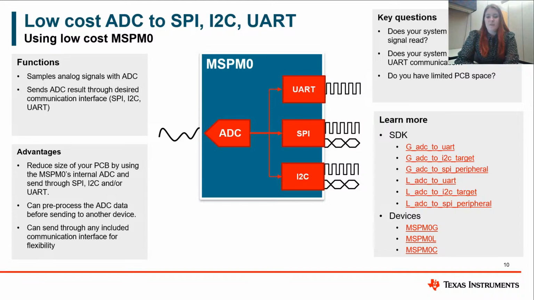Across our MSPM0 portfolio, we have different levels of ADC performance. Starting with our smallest device, MSPM0C contains one 12-bit ADC with a sampling rate of 1.5 megasamples per second. Next, our MSPM0L family has one 12-bit ADC sampling at 1.7 megasamples per second. This is a slightly higher sampling rate than our M0C family. Then at the top with our MSPM0G family, these devices have two 12-bit ADCs with sampling rates of up to 4 megasamples per second. All devices also have all 3 communication interfaces to pass on the data collected using these ADCs.